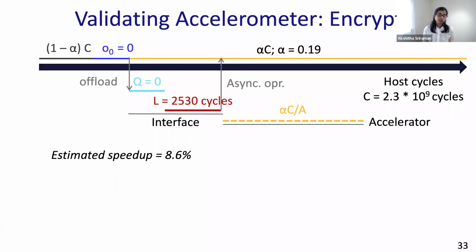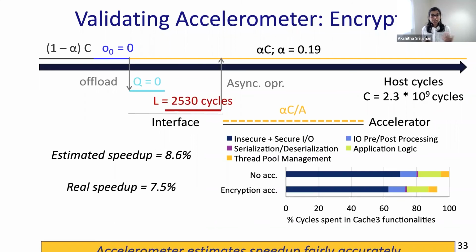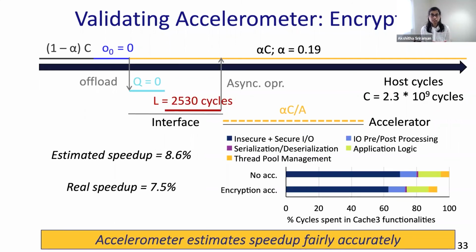So using Accelerometer's asynchronous speedup equation, we estimate that accelerating these encryption operations can speed up this cache microservice that we had deployed this accelerator for by about 8.6%. But in reality, you can see that the encryption accelerator indeed improves the encryption portion of the secure IO operation, thereby improving the net speedup by about 7.5%. So across all of these case studies, similarly, we find that Accelerometer estimates the speedup fairly accurately and gives us a step in the right direction in pointing out what are some bad accelerator choices versus good ones, and then drives us in the right direction towards making reasonable hardware decisions.